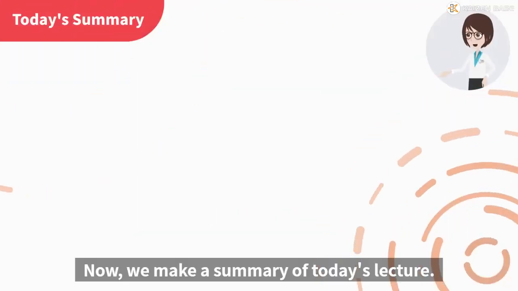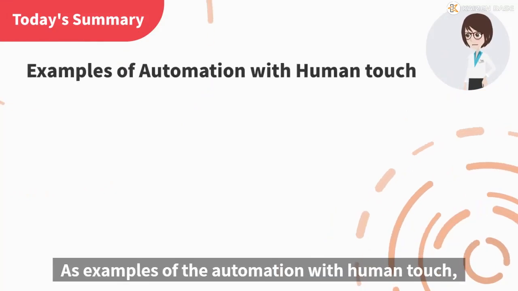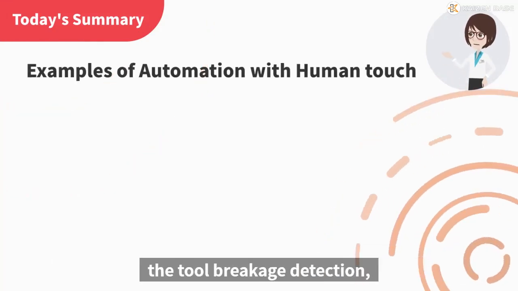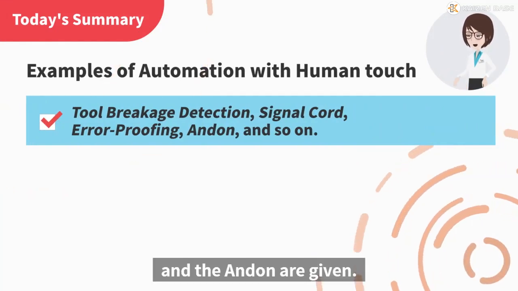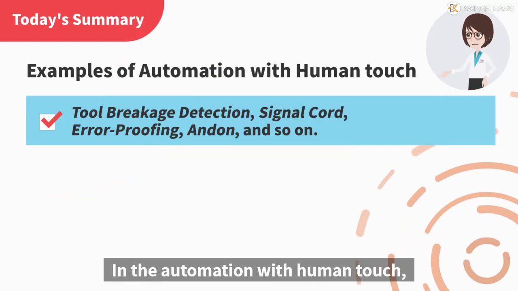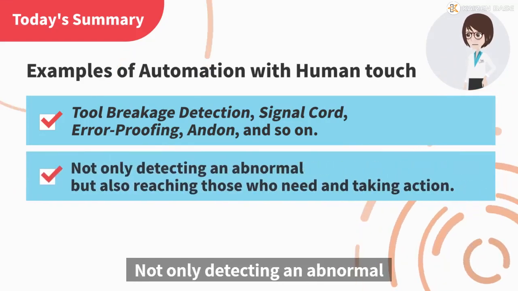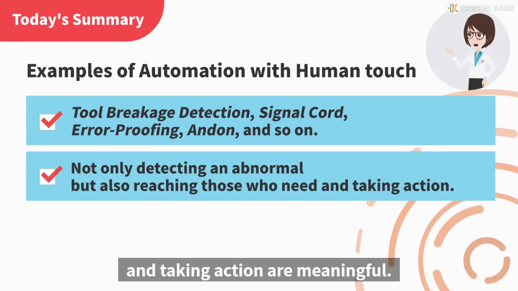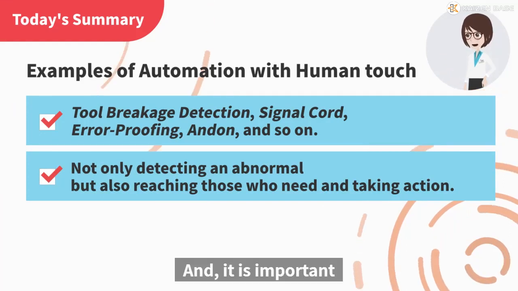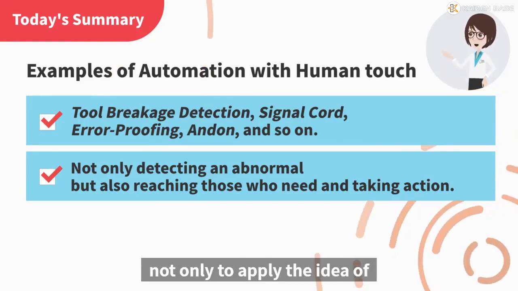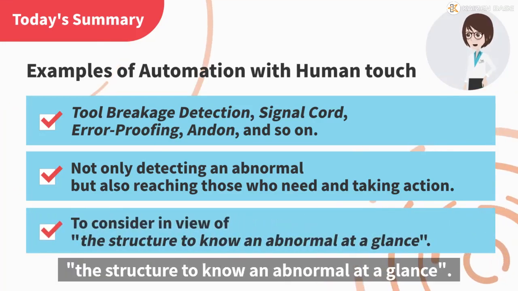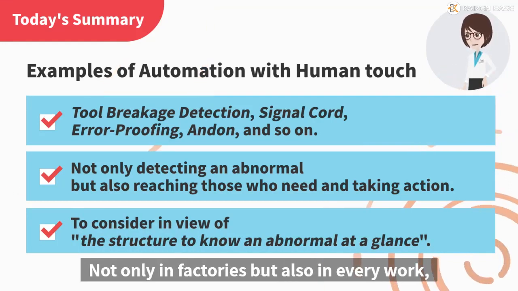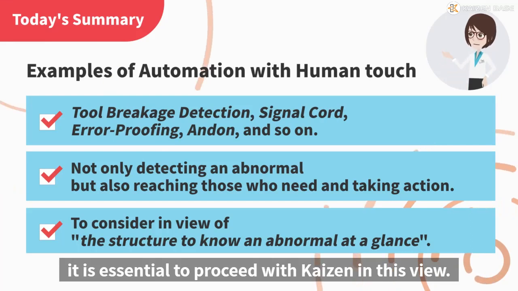Now, we make a summary of today's lecture. As examples of the automation with human touch, the tool breakage detection, the signal cord, the error proofing, and the Andon are given. In the automation with human touch, not only detecting an abnormal but also reaching those who need it and taking action are meaningful. And, it is important not only to apply the idea of the automation with human touch to a machine but also to consider it in view of the structure to know an abnormal at a glance. Not only in factories but also in every work, it is essential to proceed with Kaizen in this view.